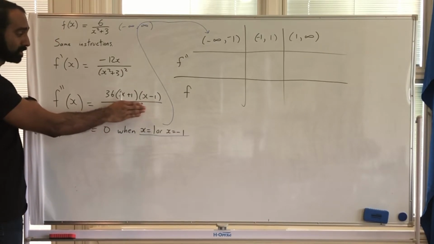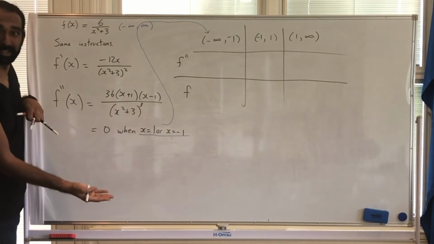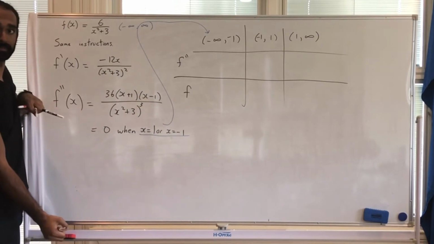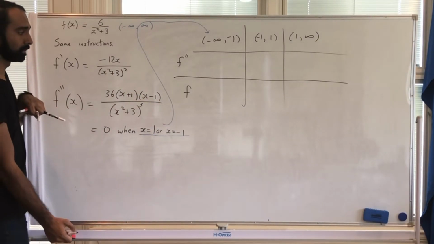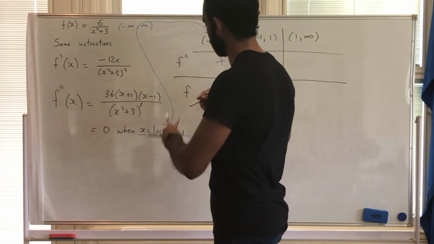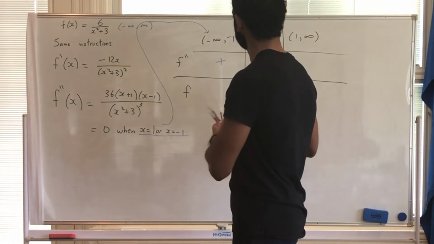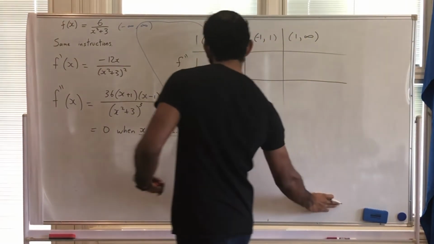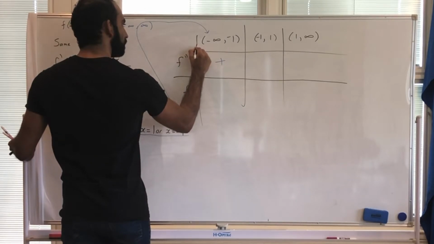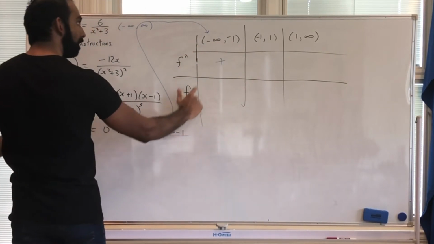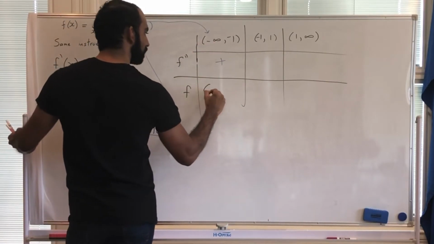Bottom's always positive. We don't need to worry about the 36. It's always positive. So we just need to worry about what the product of these last two terms is doing. They'll both be negative, so it's positive. All right. F double prime being positive on that interval means that f on that piece is concave up.